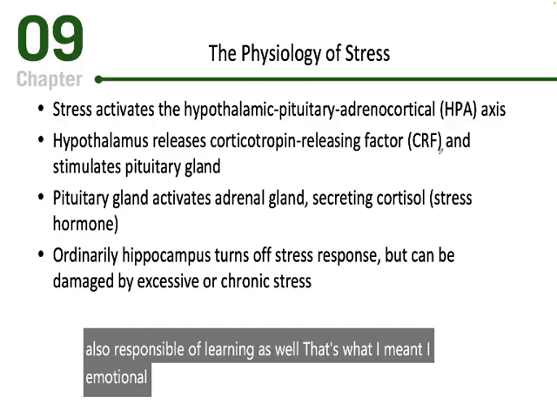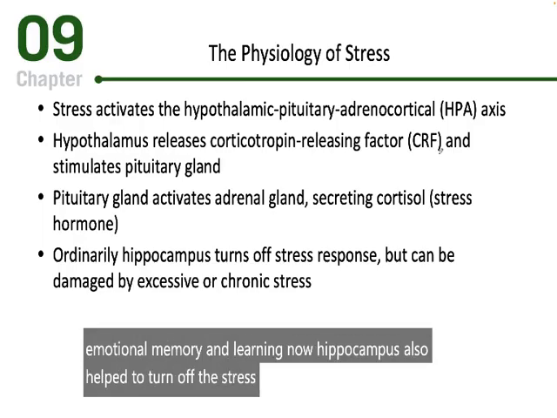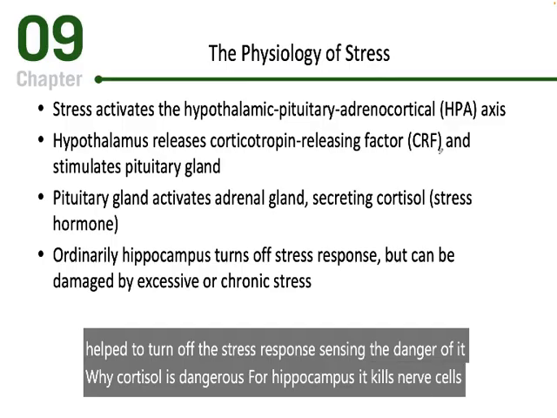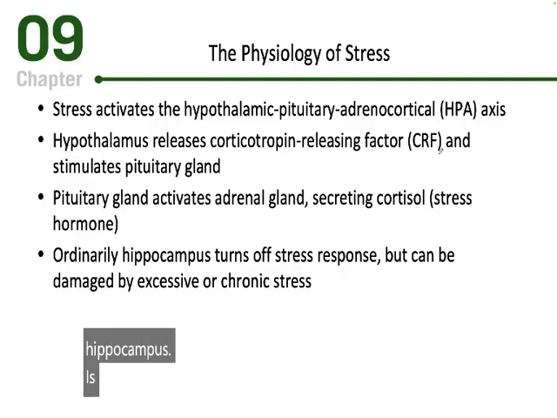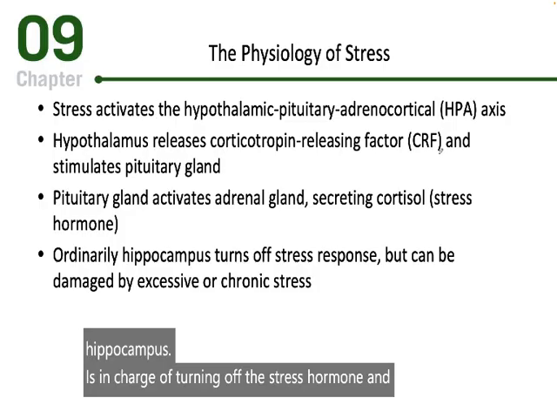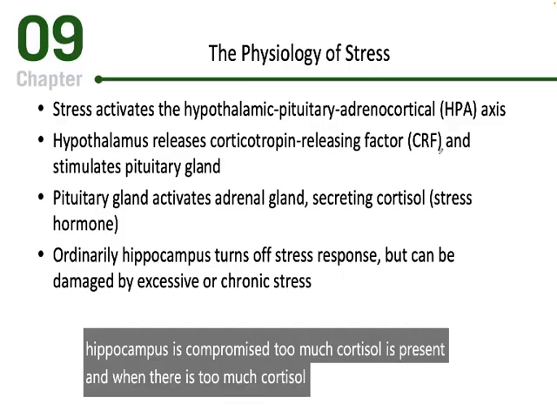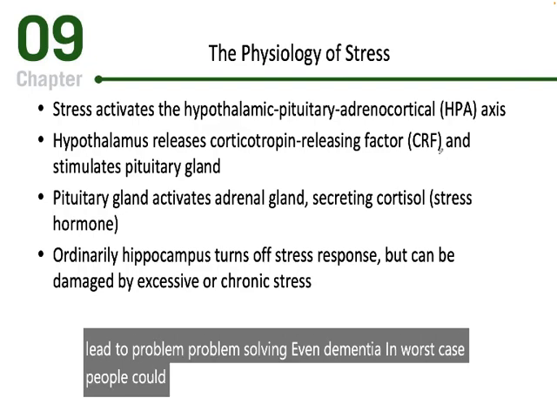Emotional memory and learning. Now, the hippocampus also helps to turn off the stress response, sensing the danger of it. Why? Well, cortisol is dangerous for the hippocampus. It kills nerve cells. And why is that not good? Well, the hippocampus is in charge of turning off the stress hormone, and if the hippocampus is compromised, too much cortisol is present. And when there is too much cortisol, that could lead to problems like problem solving, even dementia. In the worst case, people could be diagnosed with PTSD and depression.